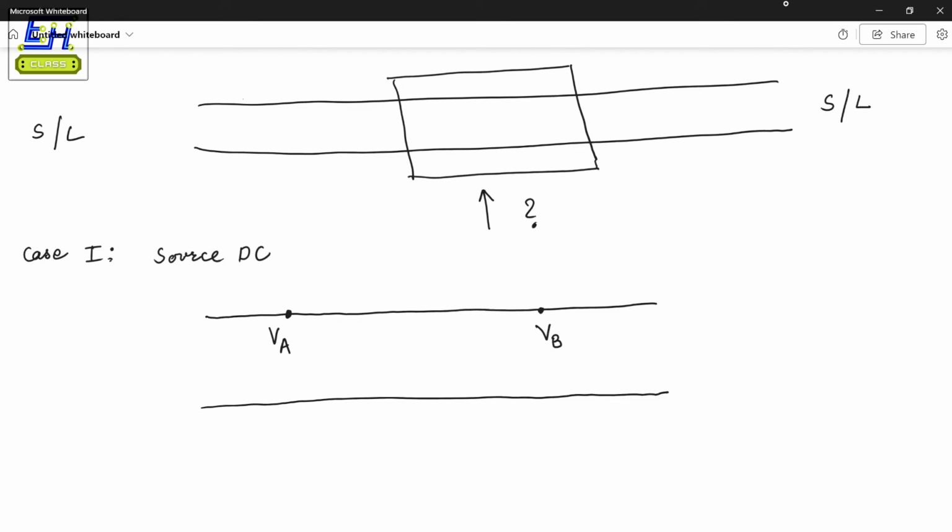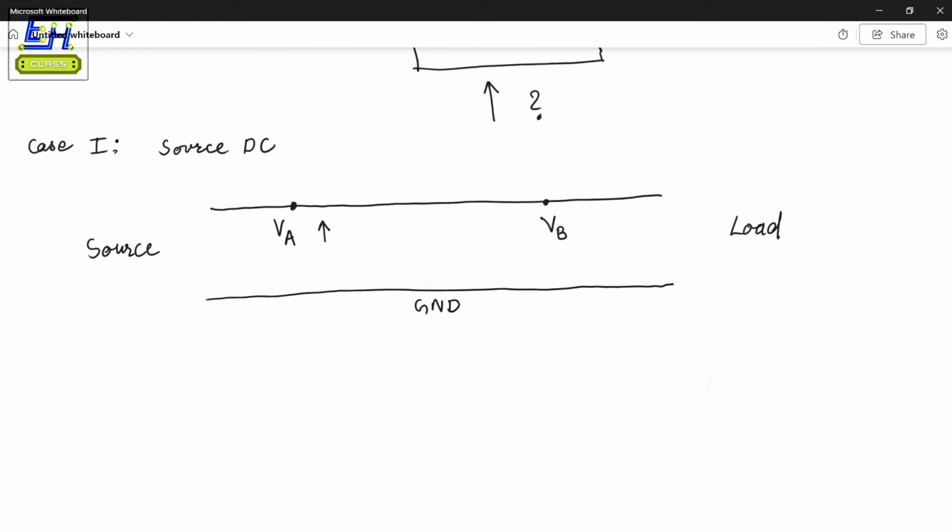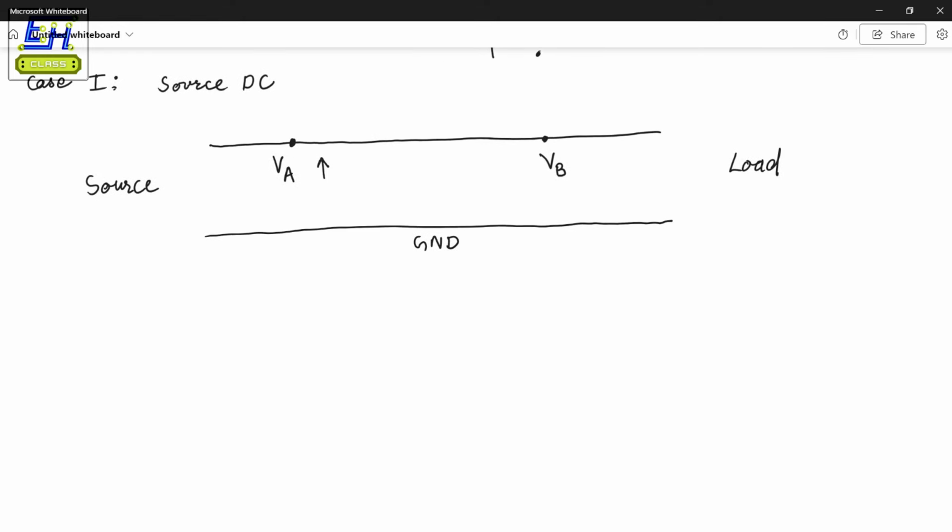So simply by measuring this voltage with respect to the other line, which we consider ground, if the voltage at the A side is higher, we know for sure that the source will be closer to terminal A and the load will be on the side that is closer to terminal B. Okay, so this was pretty simple, right? But let's go further with case 2.